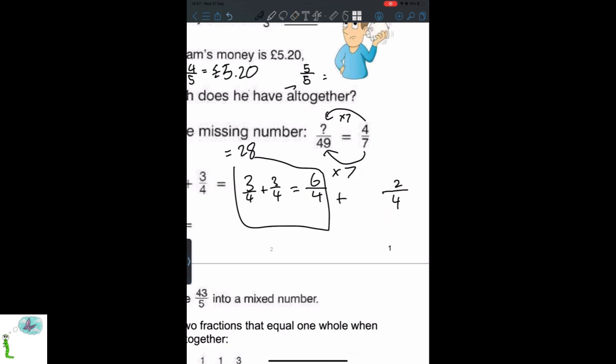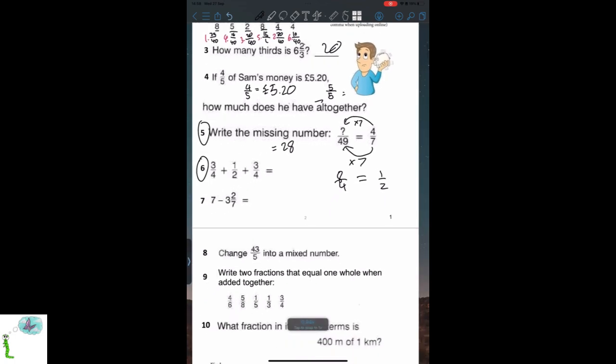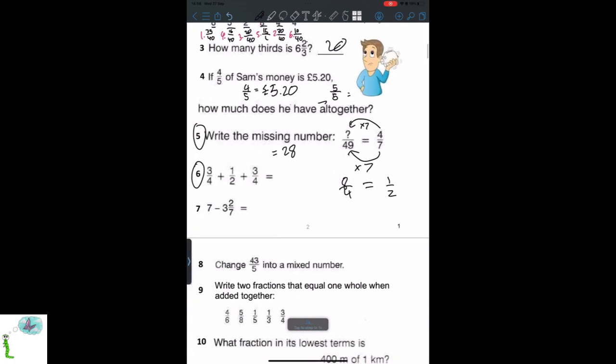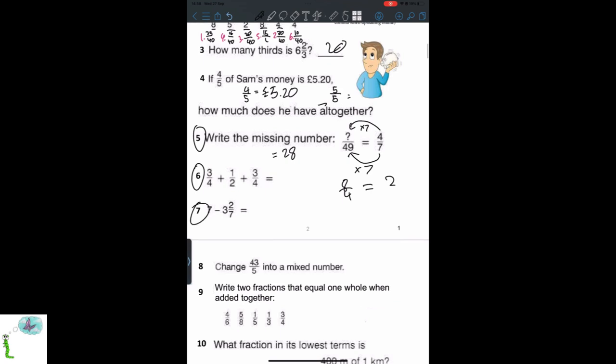So now we can add 2 over 4 to the previous result. And what we're going to get, 2 over 4 plus 6 over 4 is 8 over 4. And if you simplify that, you're going to get a half. Sorry, you're going to get 2. There you go. And that's your answer. Question 7.